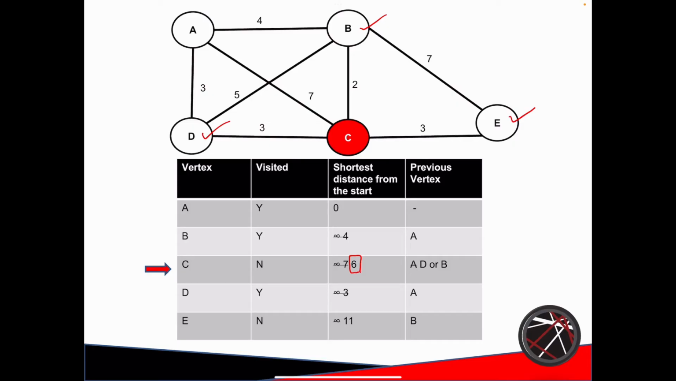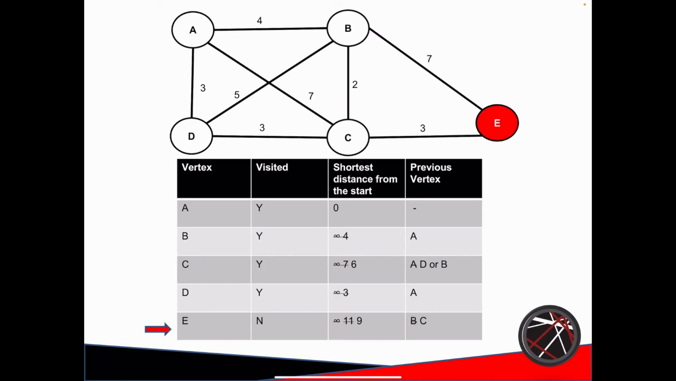I've got 6 plus 3 to get to D, which would be 9, which again would be more expensive. And then finally, I've got 6 plus 3 to get to E, which is actually cheaper, isn't it? So therefore, I'm going to do that. So therefore, that is cheaper. Nowhere else I can go to from C, and therefore, we visit it.